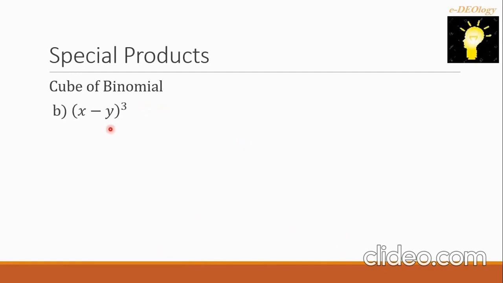Let's go now to the second part. So this is x minus y all raised to 3. Or we can say this is difference of 2 terms and raised to 3. In the books, you will find these 4 terms to be the special product. So let us examine one by one. The first term is x cubed. It comes from the x here, that is raised to 3.